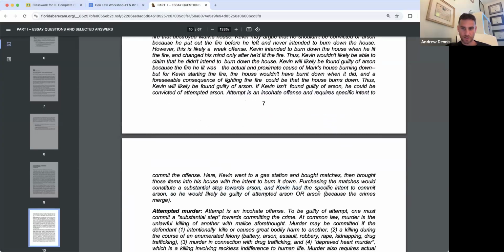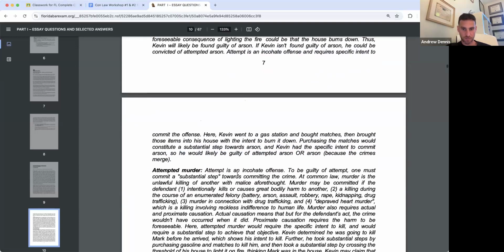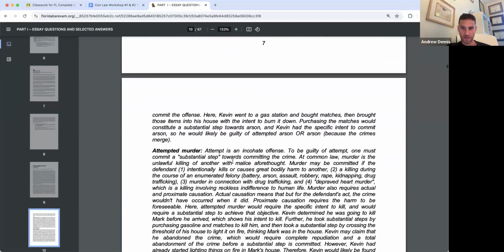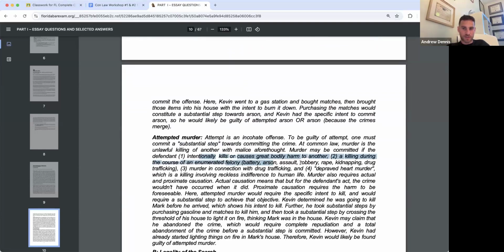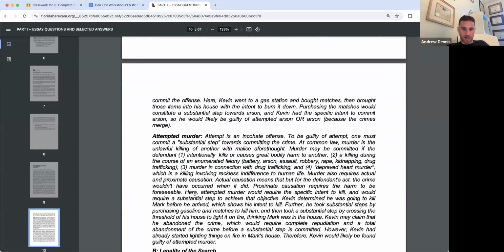So he's likely attempted arson or arson because the crimes merged. Now attempted murder. Attempt is an inchoate offense. To be guilty of attempt, they must commit a substantial step towards committing the crime. At common law, murder is the unlawful killing of another with malice aforethought. It could be committed through intent to commit great bodily harm, an enumerated felony, in connection with drug trafficking, or depraved heart murder. And then there's actual and proximate causation. So here we're talking about attempted murder.